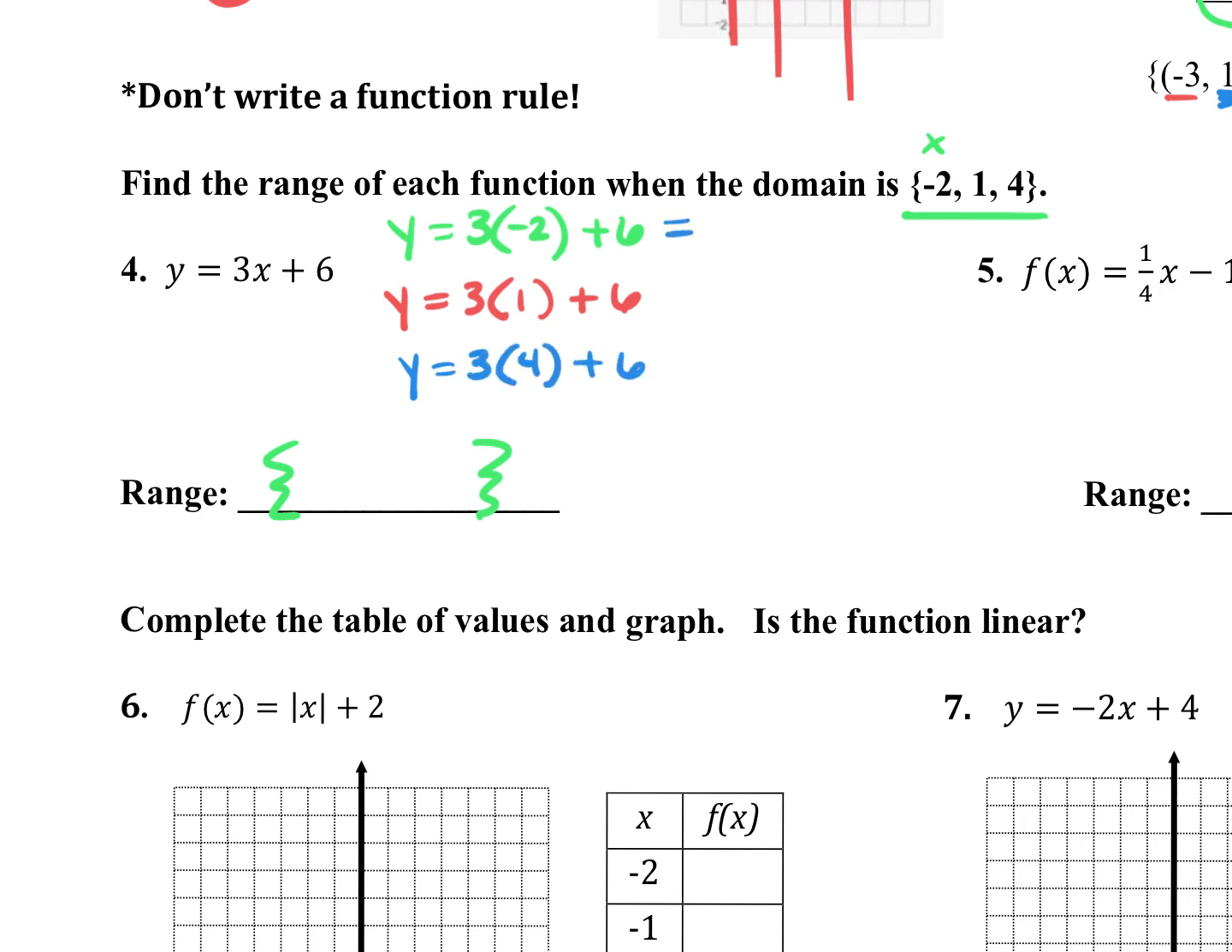And then it's just a matter of simplifying, okay? What do you get on the top one? 0. What do you get for the second one? 9. Third one? 18. So you would go 0, 9, 18. That's your range. I'll probably be pretty gracious about that, but you should put the brackets there. Look, this is how the domain is written, right? Write the range the same way.